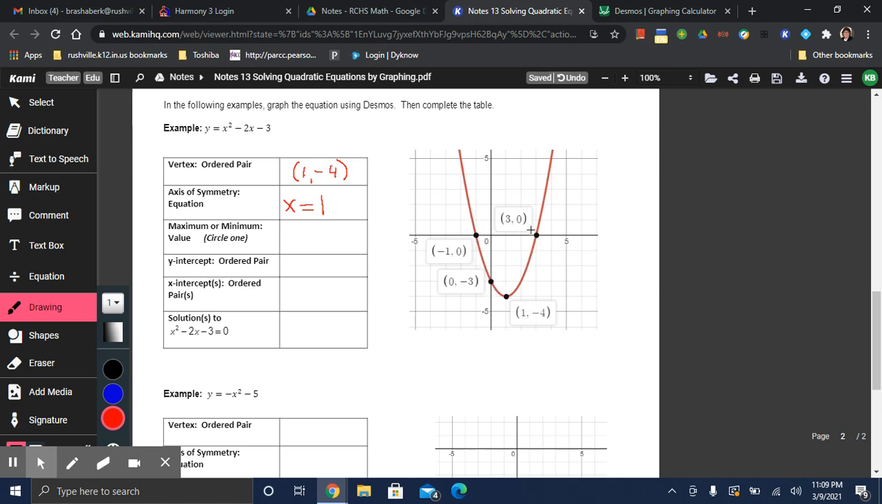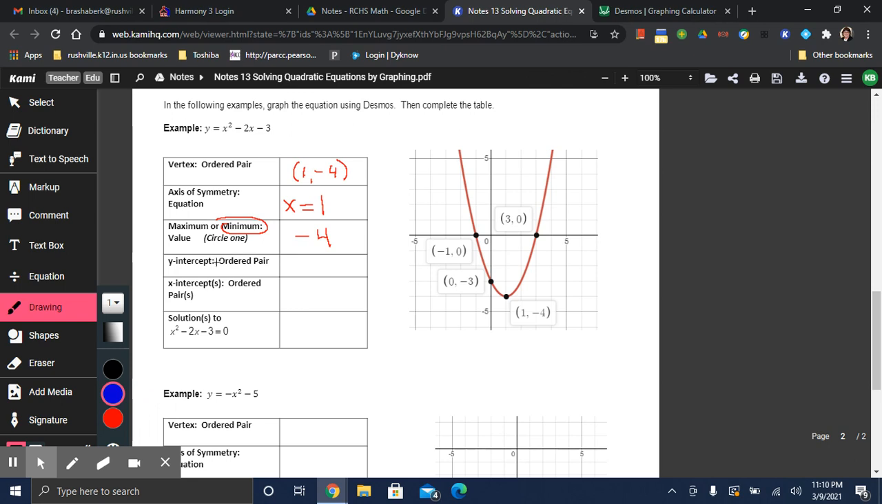do we have a lowest point or a highest point. We have a low point on here, and so this would be a minimum. You are to circle that, and then the minimum is the y value out of your vertex. So out of your vertex, it's the y value of -4. If you want, you can put y equals -4, but if you just put the number, that will be fine for the minimum. So those three are related to each other. They're all related to the vertex.